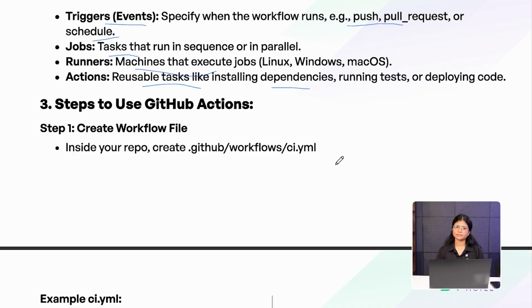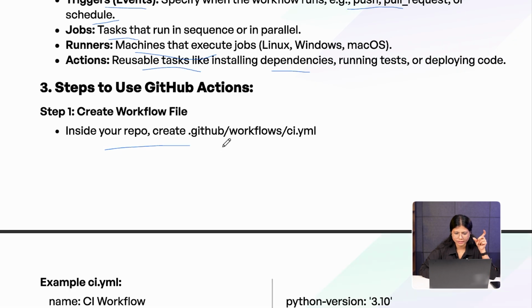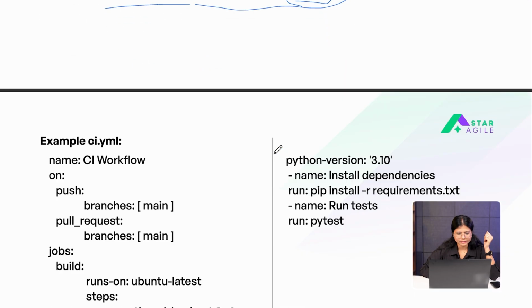Don't worry, let's go first through the theoretical way, and then we will go with the practical way where you understand exactly what it is. So here is how to create a workflow. Inside your repo, you create a .github folder, then workflows, then whichever file name you want to give. In that way it is created.